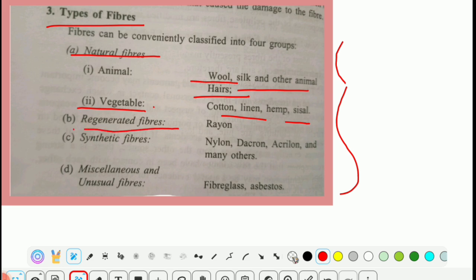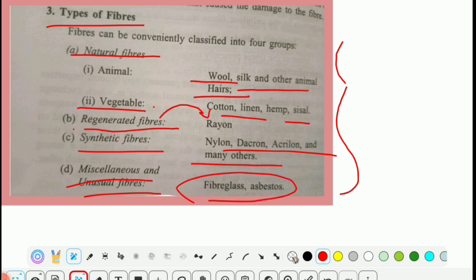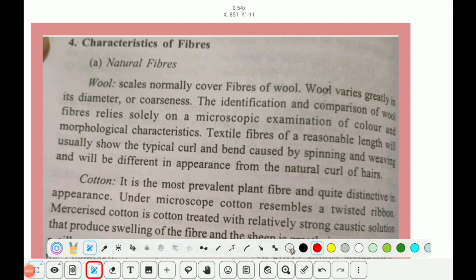Regenerated fibers undergo high processing, and then they convert into fibers like rayon. Then synthetic fibers: nylon, dacron, acrylic, these are all synthetic fibers, meaning they are man-made, processed in factories. Then we have miscellaneous fibers, fiberglass and asbestos. These are some of the common examples. Let us look at the characteristics of fiber.